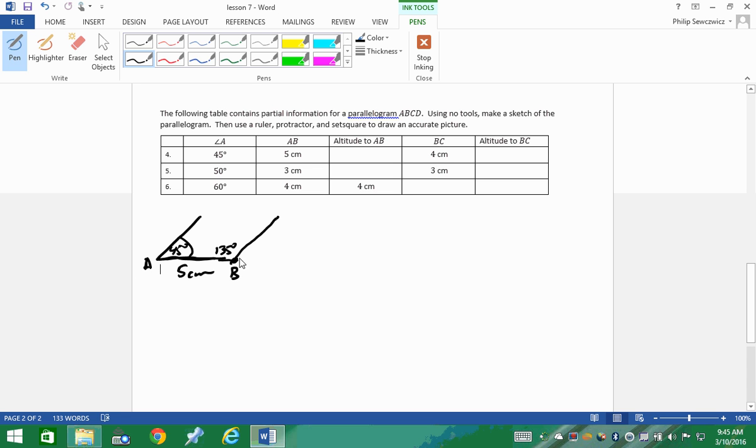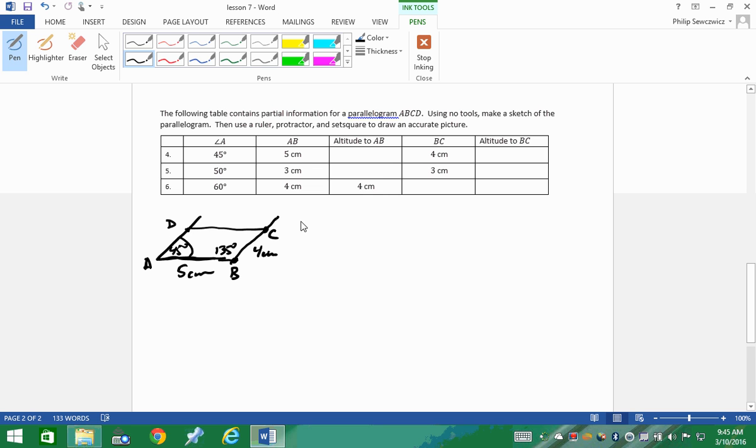So there's A, there's B. Typically what you do is you go in a circle. So when you go A, B, C, D, we go to A, we go to B, and then up here, I'll say that's where 4 centimeters is. That would be my C, and then when I cut across, that would be my D.